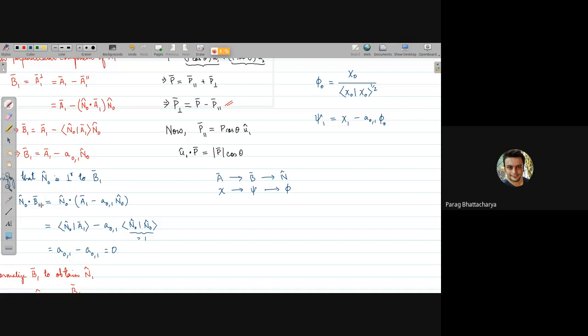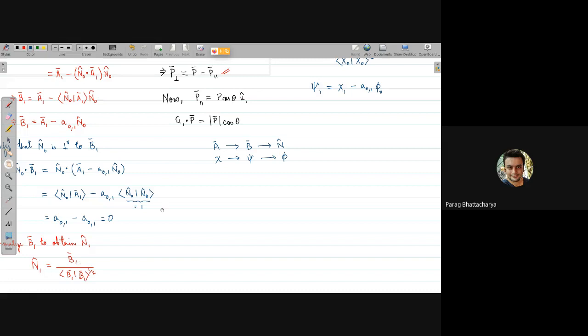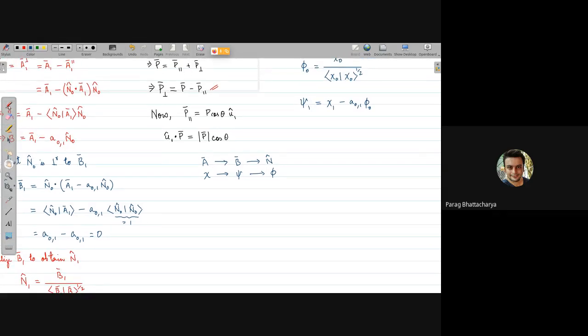After you have got this b1, you can normalize. You normalize b1 to obtain n1. So this is over here. N means phi, and it will get replaced with phi, so instead of n1 we'll get phi1. And what is phi1 equal to? Phi1 is equal to b1, which is nothing but your psi1 divided by psi1 to the power 1 by 2. That's that.